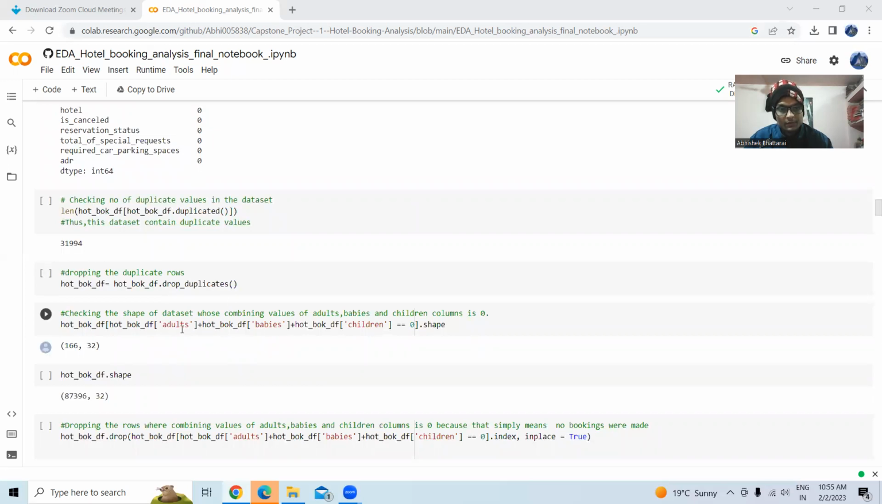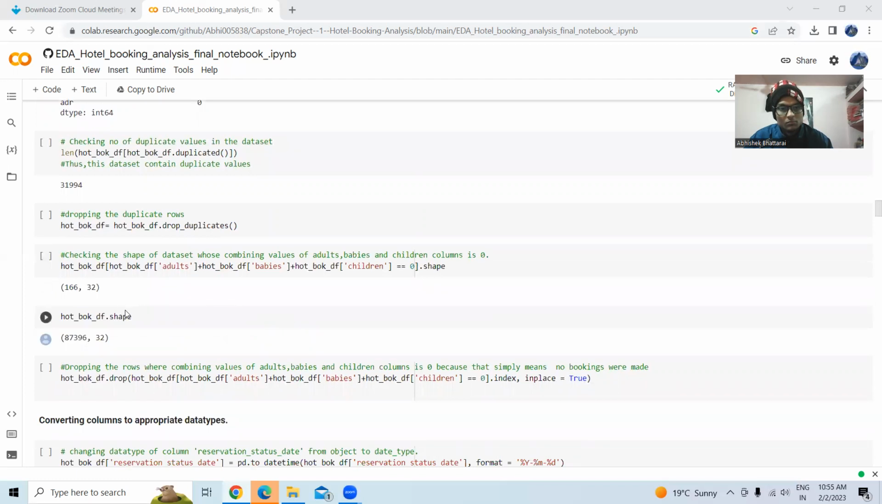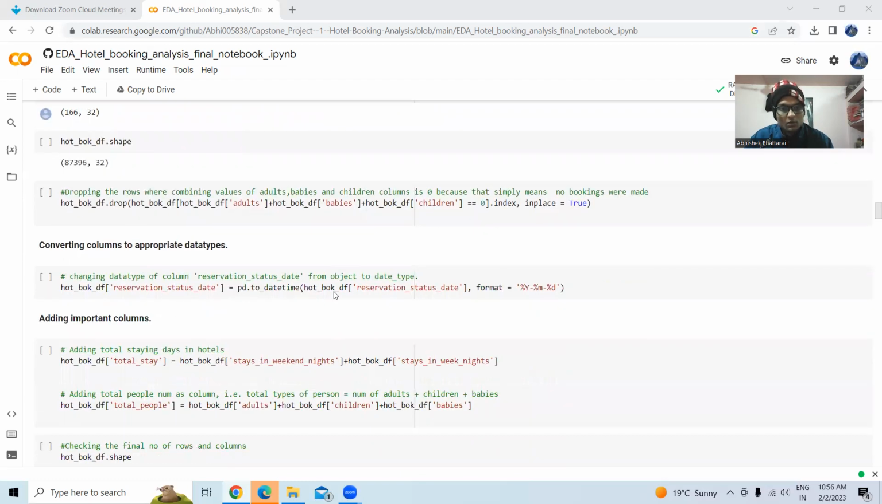Then we checked the shape of our data set. Next we check where the combined values of adults, babies, and children are 0. If the combined value is 0, it means there were no guests, so no booking was made. So we have dropped the rows where the combined value of these three columns is 0. Now we are moving a bit down.